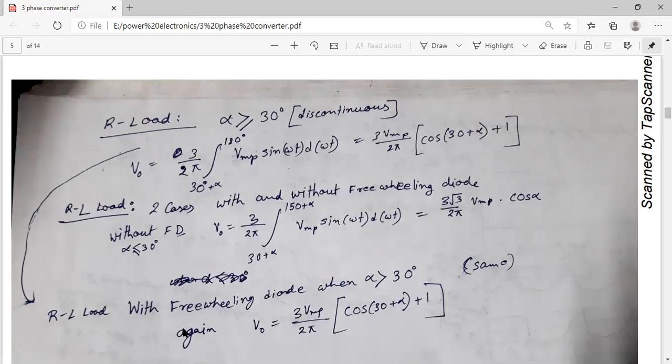We are concerned about the thyristor conduction, so our consideration should be up to the thyristor conduction time period. So it is definitely from 30 degree plus alpha to 180 degree. After 180 degree to 180 degree plus alpha, during that time the diode will act, that is the freewheeling diode. During that time current conduction will be there, but that will not be considered for our average output voltage equation. Okay, so this will be same as R load.